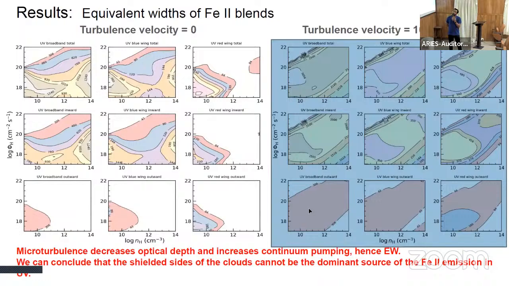But okay, so maybe I can try with 1,000. Yeah, it will just increase the equivalent width. It will increase the equivalent width, and also change the shape of them. Yeah, it's 20% or 30%.